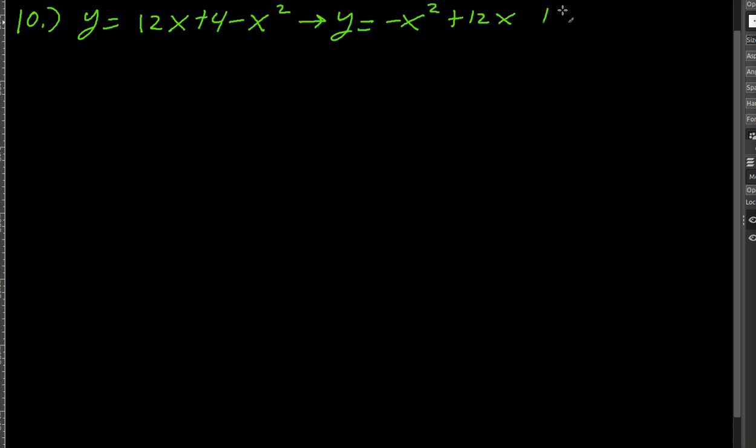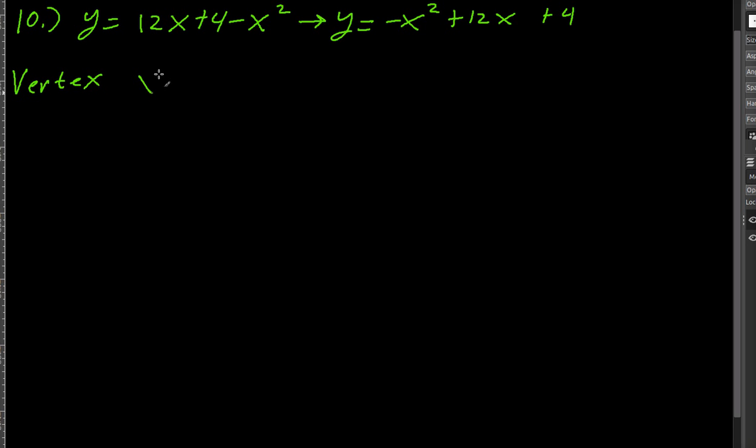Now, with problem 10, let's take a look at this. So we have, or at least I have, y equals 12x plus 4 minus x squared. Okay, I'm going to rewrite this for myself. Minus x squared plus 12x plus 4. Now for this, let's say I want to find the vertex.